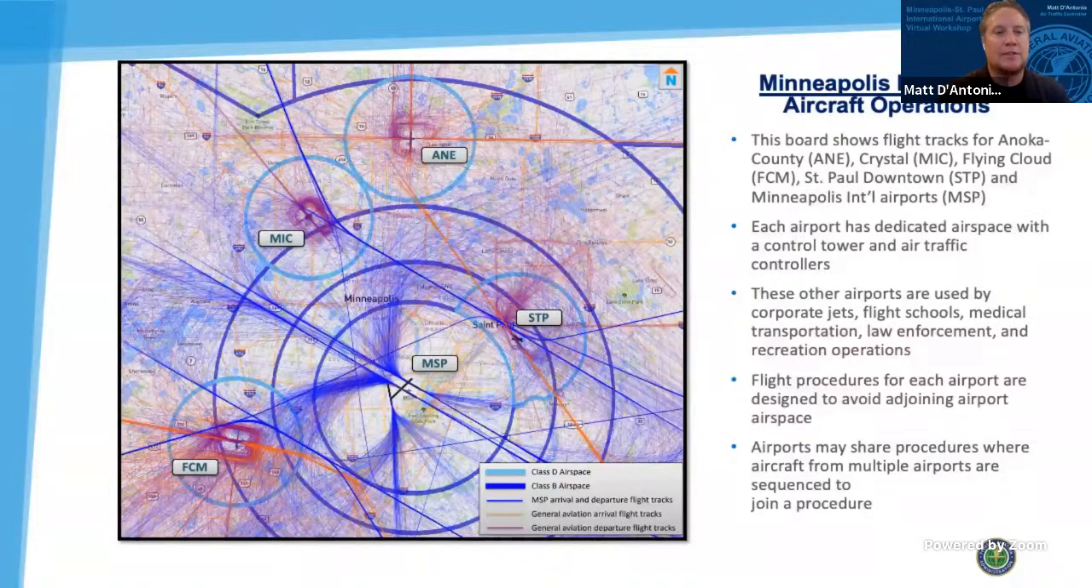And that all depends on where the arrivals are. It depends on if there is an arrival. Sometimes there aren't, and we can turn a lot quicker on their destination. And also you can see those STP, ANE, MIC, and FCM. Those are towered airports around us. And departure controllers are staying in their airspace to avoid those specific arrivals and departures in and out of those airports. We have a lot of flight training that goes in and out of those smaller airports, as well as a lot of general aviation that use those airports to transit our airspace.